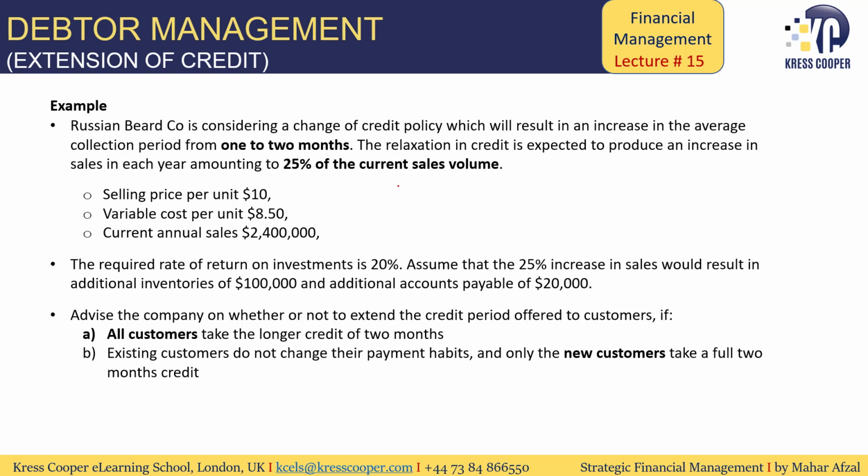Let's take this example. A Russian-based company is considering a change of credit policy, which will result in an increase in the average collection period from 1 month to 2 months. The relaxation in credit is expected to produce a 25% increase in sales as compared to the existing sales volume.